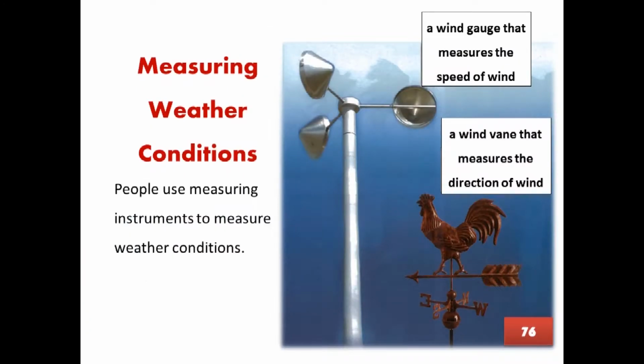Page 76. Measuring weather conditions. People use measuring instruments to measure weather conditions. A wind gauge measures the speed of wind. A wind vane measures the direction of wind.